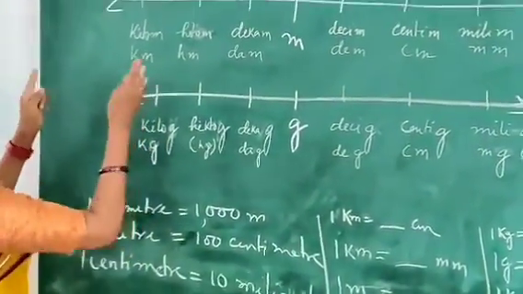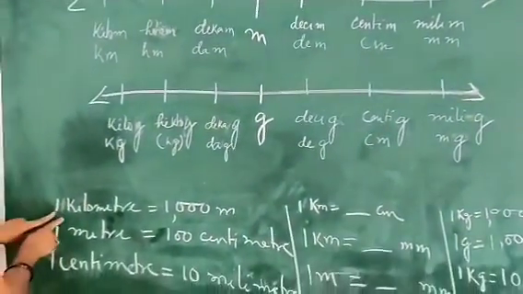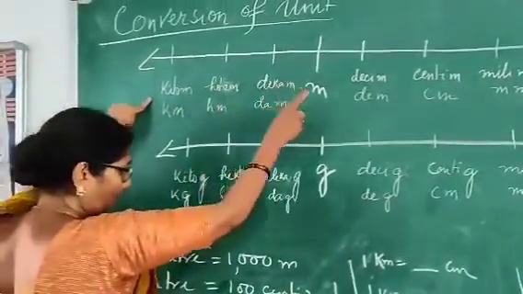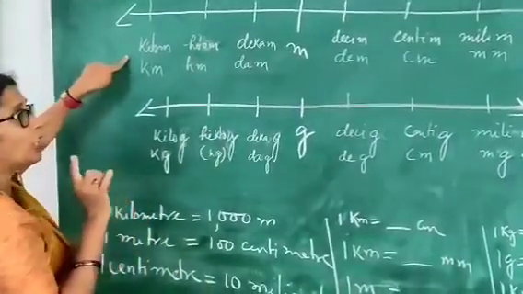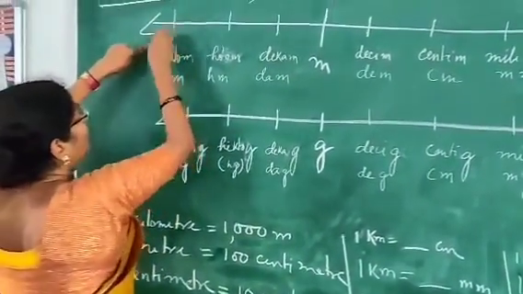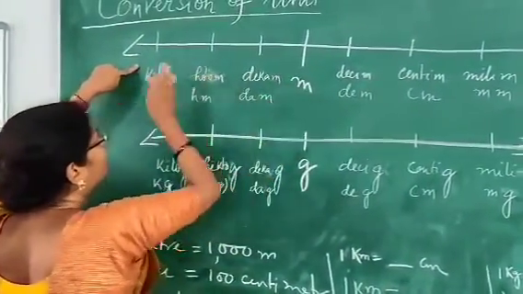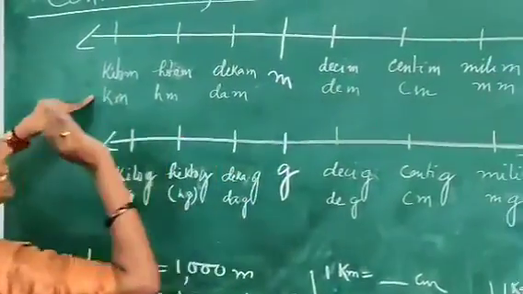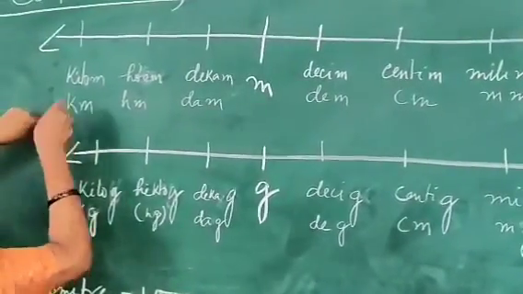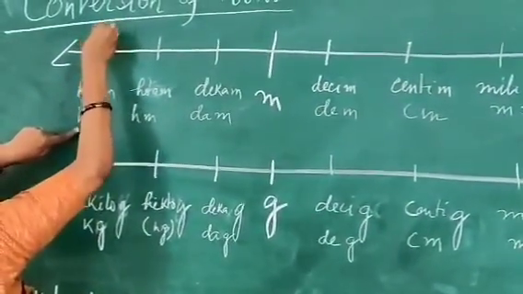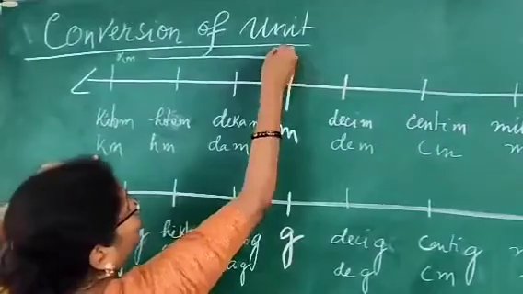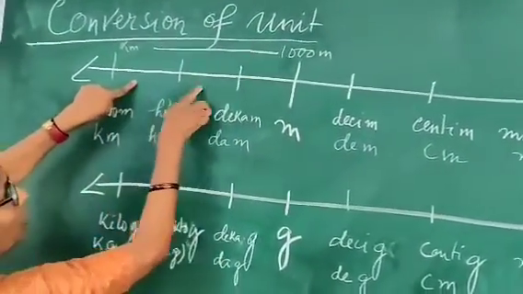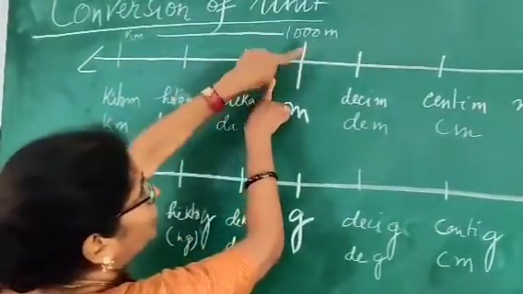In this conversion of units, I have already written 1 kilometer equals 1000 meter. Meter means unit of length. So 1 kilometer to meter converting, from this side, when going from greater value to smaller value, we have to multiply. So 1 kilometer to meter is 1000 meter. Why 1000? Because we go 1, 2, 3 steps, so 3 zeros.